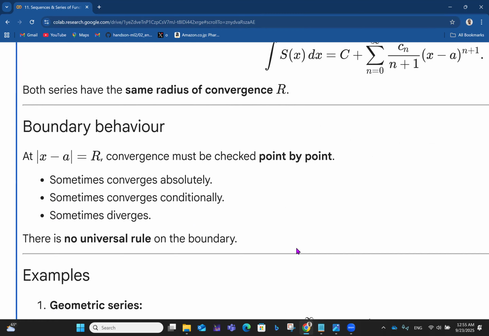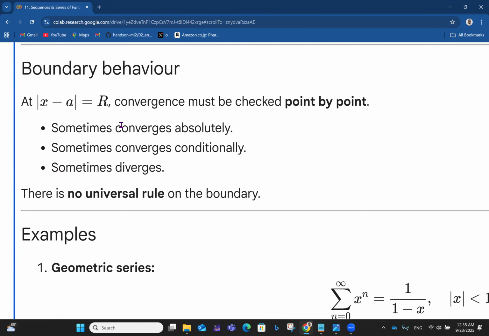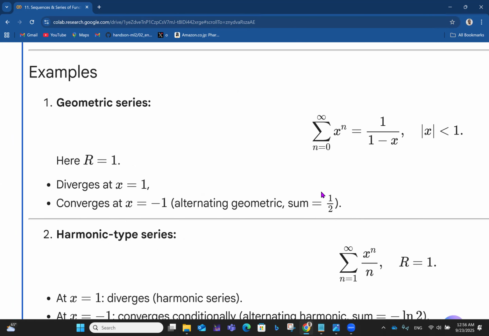And then we have the boundary behavior. So at |x - a| = R, convergence must be checked point by point on that boundary. Sometimes it converges absolutely, sometimes it converges conditionally, and sometimes it actually diverges. So there's no universal rule on the boundary. On the boundary, check every point to be sure of the type of convergence you have.